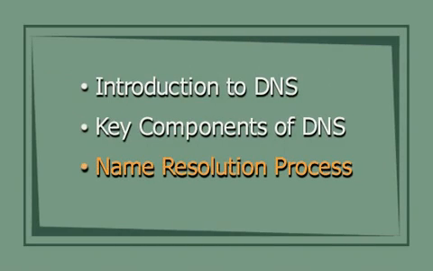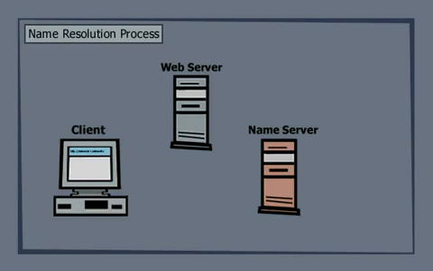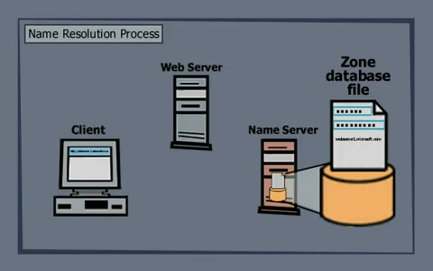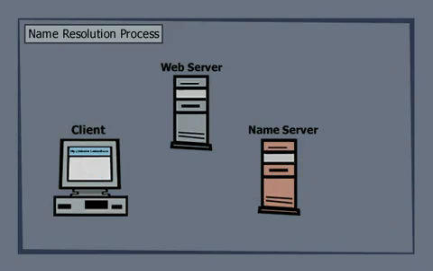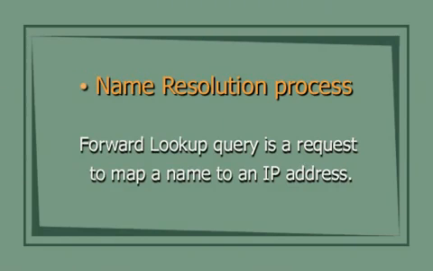The next section describes how name servers resolve or map user-friendly names to numerical IP addresses. The name resolution process involves sending a query to one or a series of name servers to locate the IP address of the requested computer. The query contains the fully qualified domain name, or FQDN, of the requested computer. The name servers use a computer's FQDN to locate its IP address. This query is called a forward lookup query. A forward lookup query is a request to map a name to an IP address.